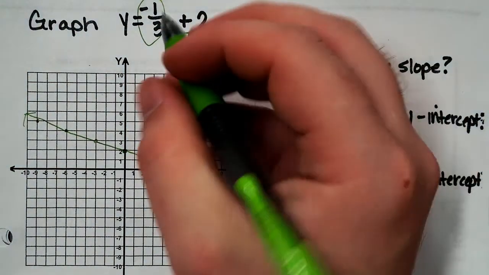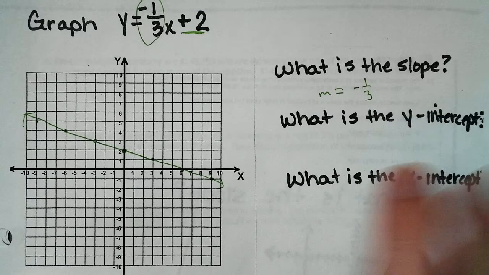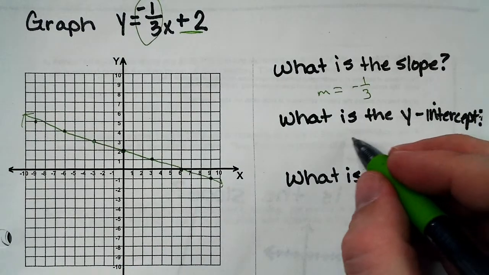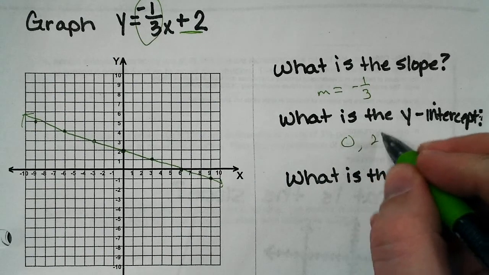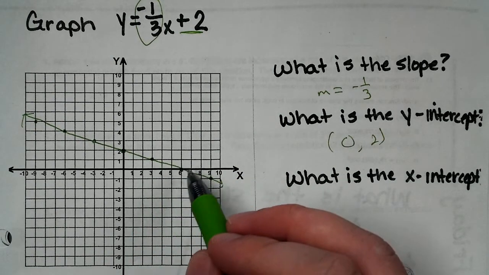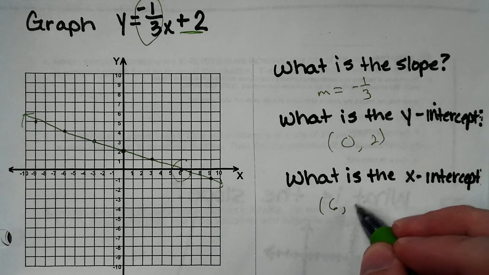What is the slope? Well, it gave us the slope right there. Our slope is negative 1/3. What is the y-intercept? It's in slope-intercept form. It gave us a y-intercept. That's at 0, 2. What is the x-intercept? So this was the only one I had to look on the graph for, and it's right here, it crosses at 6. So that is 6, 0.